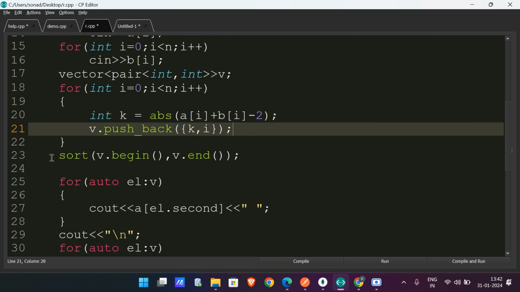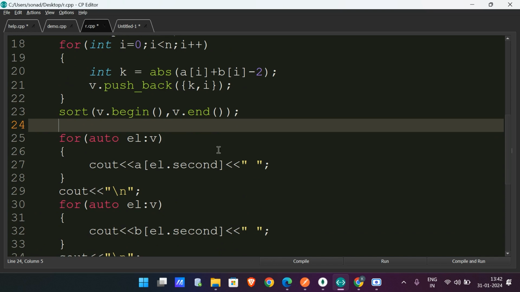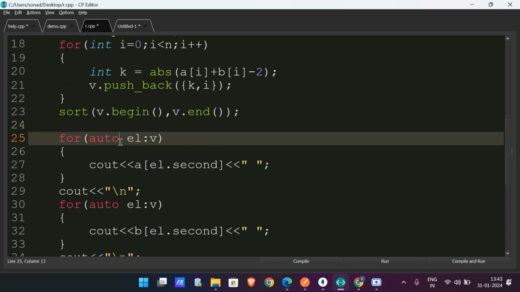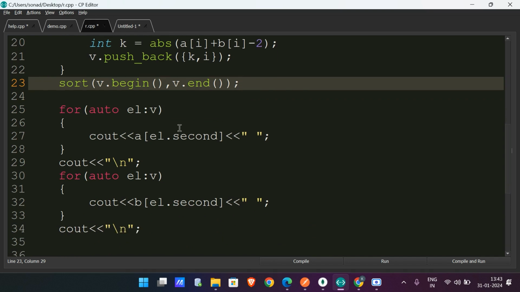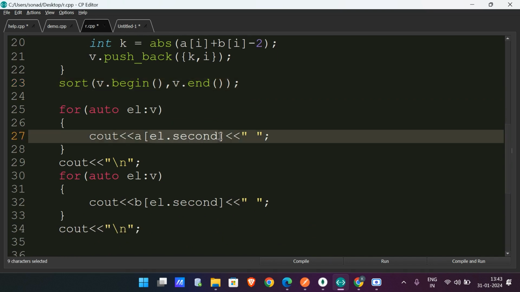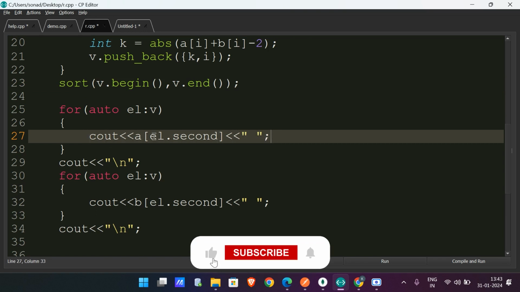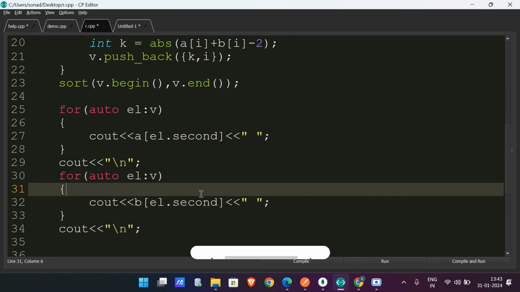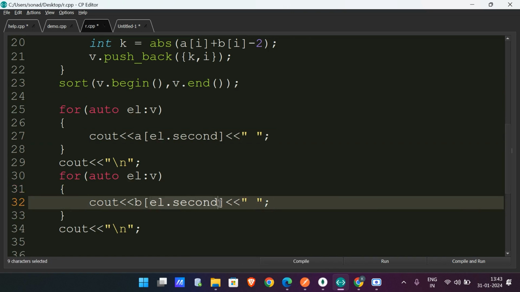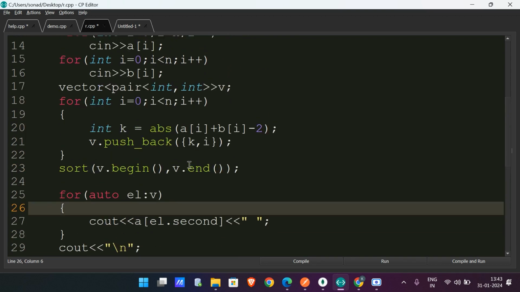Now we'll sort this, and we now have a sorted index, like which index should be first. Using that particular index, I can print the element at that index for array A and similarly for array B. Element dot second is the index after sorting. I hope it's clear.